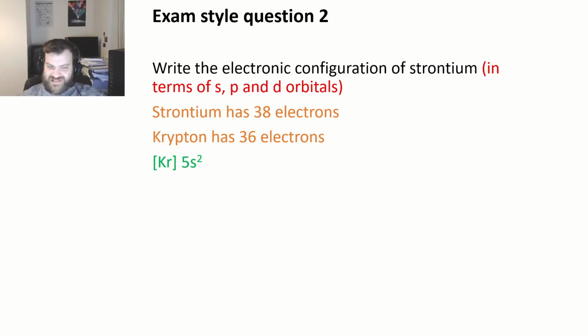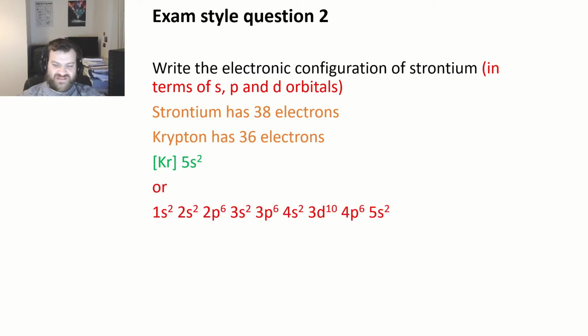If the question says in terms of s, p and d orbitals, we would have to write this out fully, showing all the different orbitals involved. 1s2, 2s2, 2p6, 3s2, 3p6, 4s2, 3d10, 4p6, 5s2.